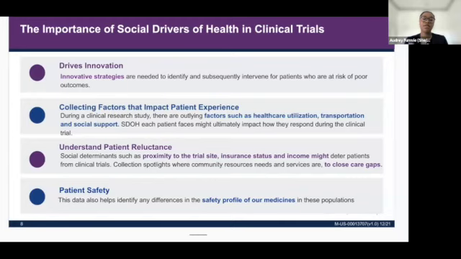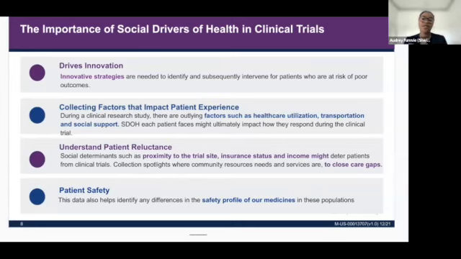So it's also important for us to understand why patients might be reluctant to join a clinical research study. Social determinants of health, such as proximity to the trial site, insurance status, and income, might deter patients from clinical research studies. So its collection spotlights where community resources are needed and where services are needed to close care gaps, and then also for patient safety. This data also helps us identify any differences in the safety profile of our patients in these populations.